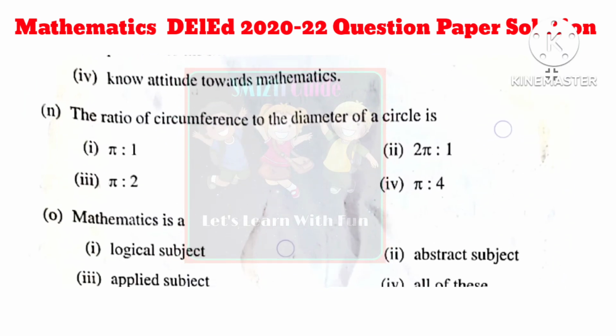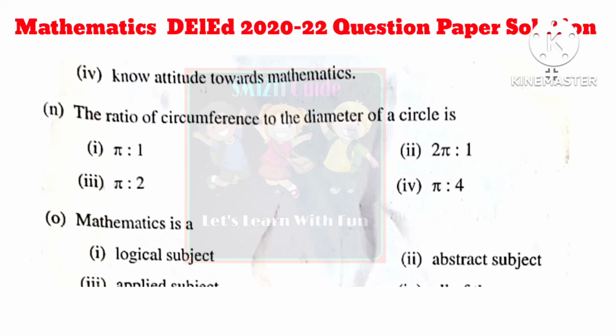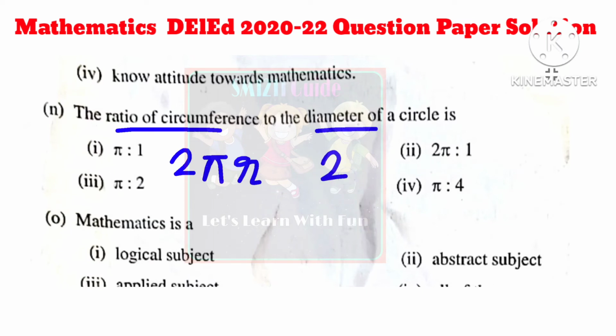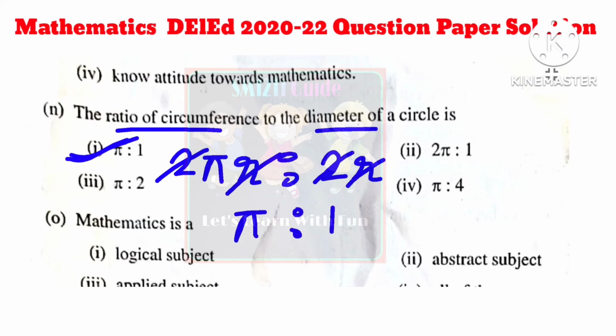Next we have the ratio of circumference to the diameter of a circle. We know the circumference of a circle is 2 pi r, and the diameter will be 2 into r. If we find the ratio, the 2 and 2 will cancel, r and r will cancel, so you get pi is to 1. That is option number 1.